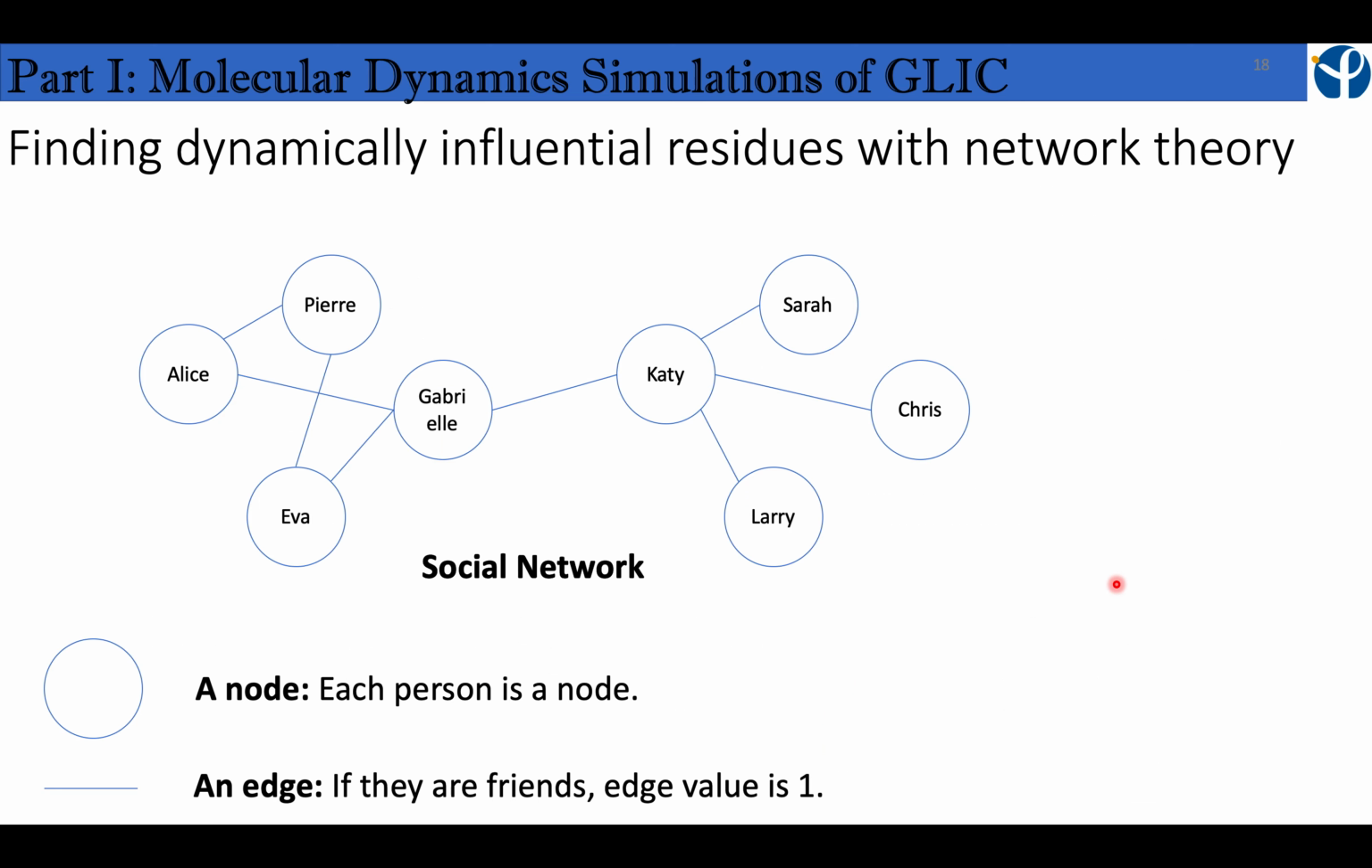Now, before finishing this part, I would like to connect my results to network theory. So what is a network? A social network is a relation between a group of people. In a social network, each person is a node, and we can build edges between them. For example, if they are friends, we can put a line here, and we can define a weight for this friendship. If they are friends, our edge value is 1. If they are not, it is 0, basically.